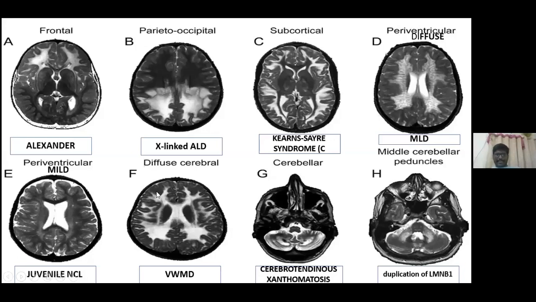And this is the entire white matter, looks like a vanishing white matter disease. This is vanishing white matter disease. So the entire inner white matter looks like a vanishing white matter disease. And in the cerebellum, if you see the hypomyelination, it is classic of cerebrotendinous xanthomatosis.